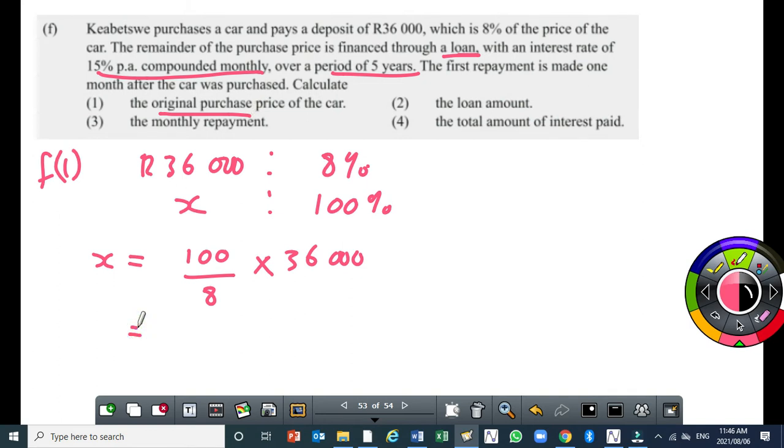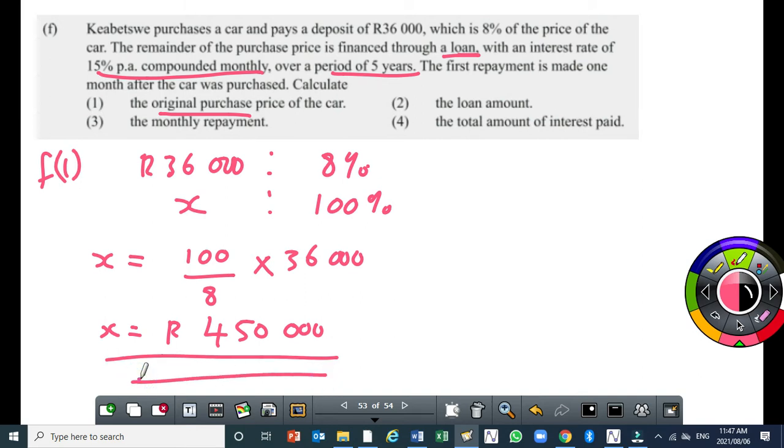So what answer do you get here? How much? 450. Yes, 450,000. Right? Now, when you divide by 8%, it is the same as writing that. That's why you get the same answer. Because 8% is 8 over 100. So if you divide 36,000 by 8 over 100, you get this. So we are done with that, right? Are you following? Yes.